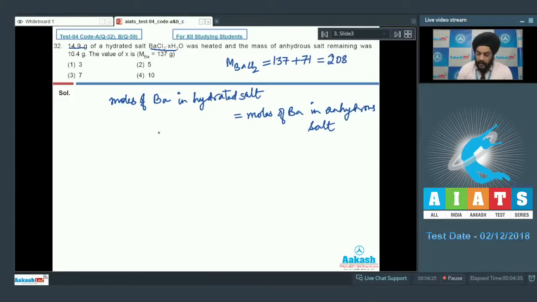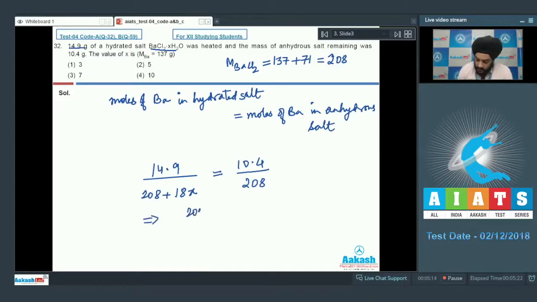So if we talk about the moles of Ba in the hydrated salt, the given mass is 14.9 grams. The molar mass shall be 208, that is for the anhydrous part, plus there is some water of hydration as well, so we have to add that mass as well. So 208 plus 18x. It is equal to the mass of the anhydrous salt remaining, that is 10.4, upon the molar mass of the anhydrous salt, which is 208. If you look at the term on the right hand side, this is the moles of the anhydrous salt and this was the moles of the hydrated salt. So we can try and solve this.